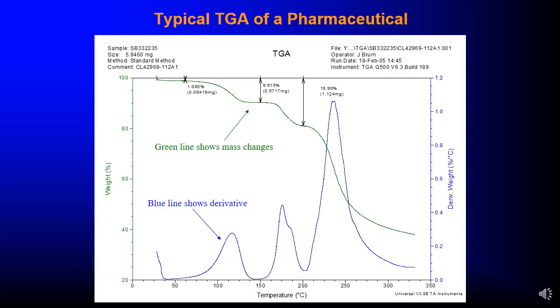So, for example, TGA of a pharmaceutical: you can see how the mass is changing. We have the green line showing the mass changes. So you can see that.